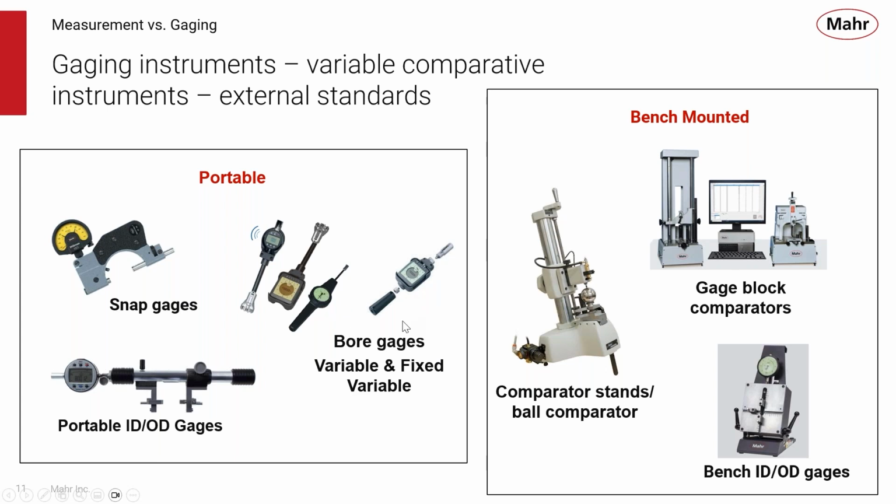Then we also have bench mounted options of those. So even the high-end gauge block comparators, again, are comparative style instruments because they're comparing master blocks to unknown work blocks. And then you have the same thing for our comparator stands. In this one here, this is a ball comparator, and it's set on a setting master and used to measure the diameter of ball bearings to a very exact size.